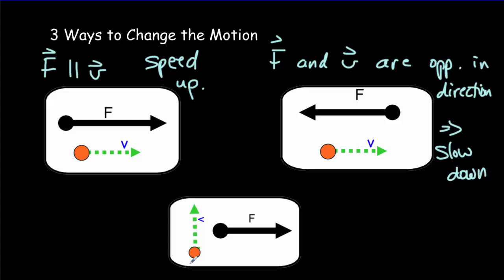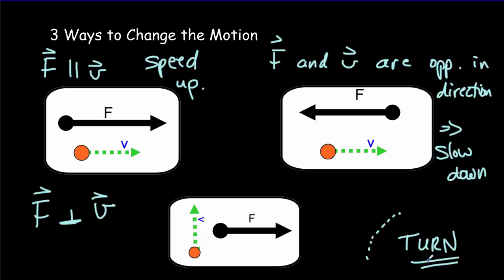And then the third possibility is when the force is perpendicular to the velocity. And in that case, let's suppose we have an object moving up to the top of the page, we push on it to the right, then the object's going to change its motion like so. In other words, it's going to turn. So forces can change the motion in three fundamentally different ways. They can cause speeding up, slowing down, or turning.